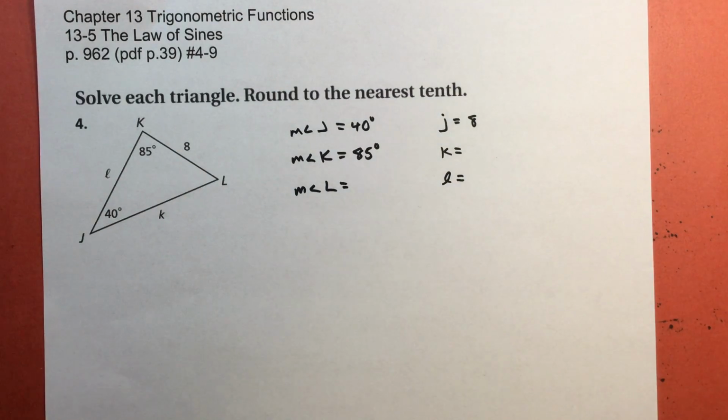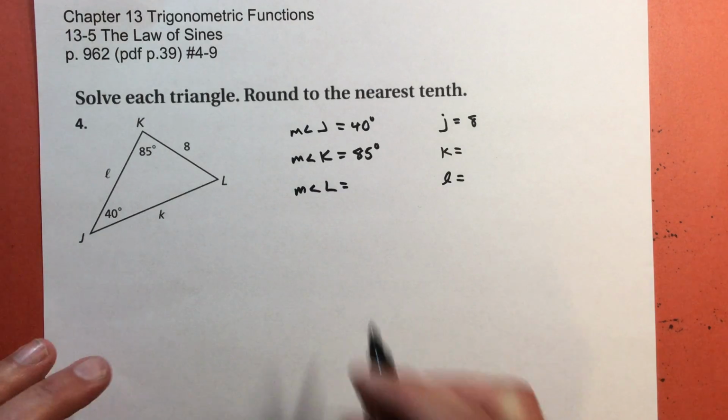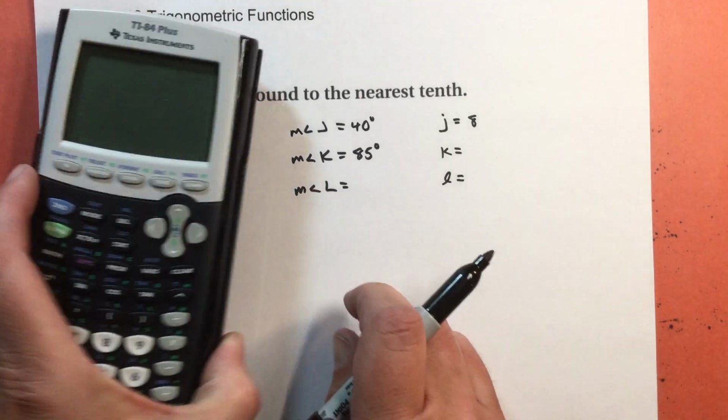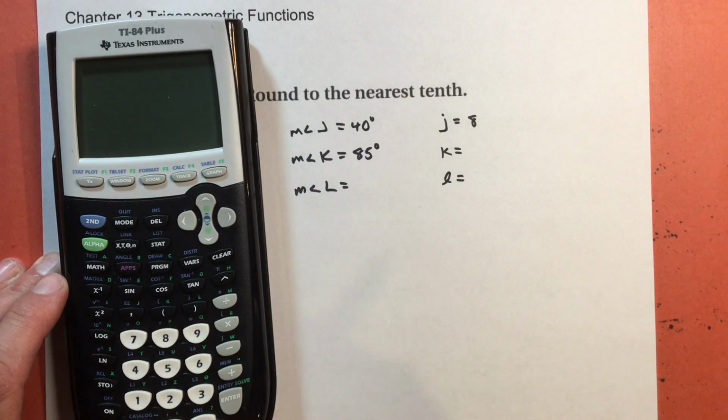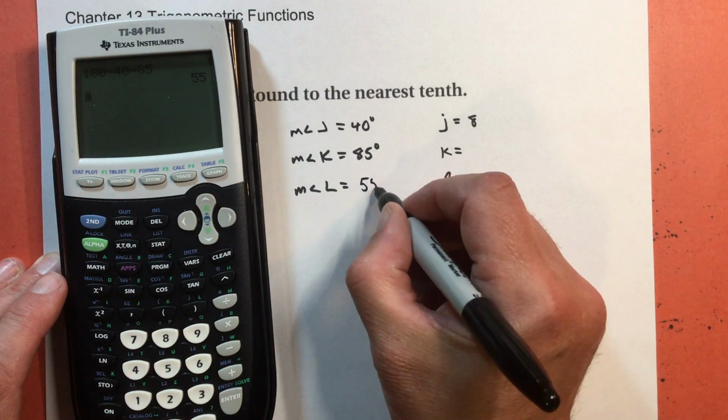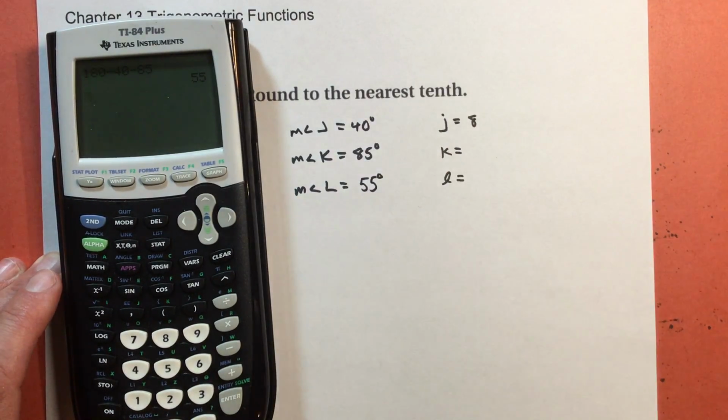All right, cool. So first let's find angle L. That's the easiest one. All 3 of these have to add up to 180. You can add these and subtract from 180, however you want to do it. I usually just do 180, subtract the first one, then subtract the second one. So I get 55 degrees. And I can add them again to double check, make sure I got 180.